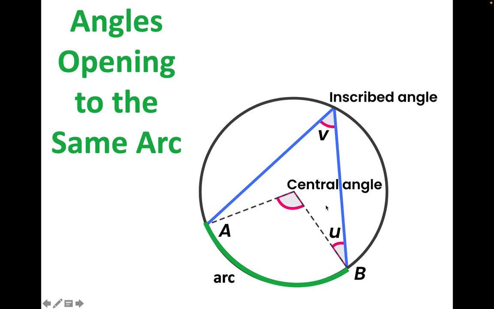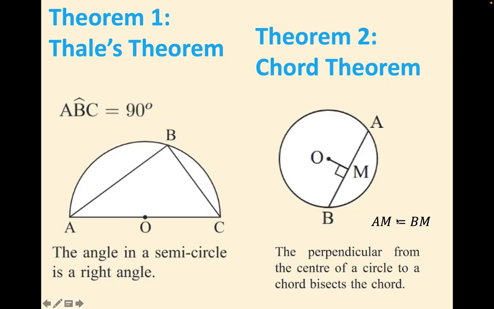We're going to see some important relationships between inscribed angles and also between inscribed angles and central angles in this video. Let's recap the theorems we've seen so far. We've seen Thales' theorem, which tells us when you have an angle opening to a diameter or an angle within a semicircle, it is 90 degrees.